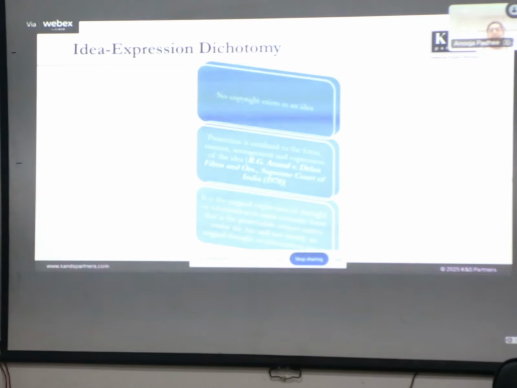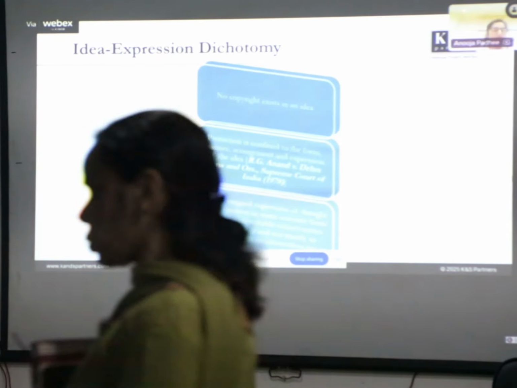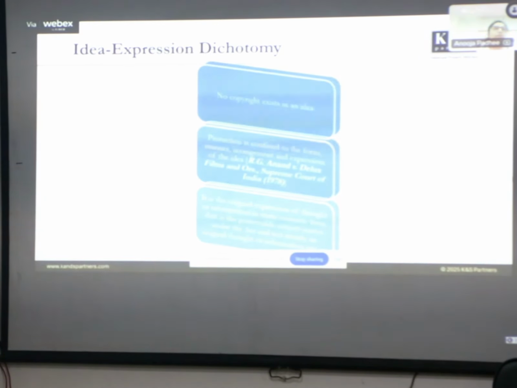So the court looked at the facts, and maybe the basic idea had some sort of similarity, but there were enough differences. And in this case, the court laid down certain principles and categorically said that it is not the idea, but the expression of an idea that is protected under copyright. So, like we've written here, it is the original expression of thought or information in some concrete form that is protectable subject matter under the Act, and not merely an original thought or information per se.